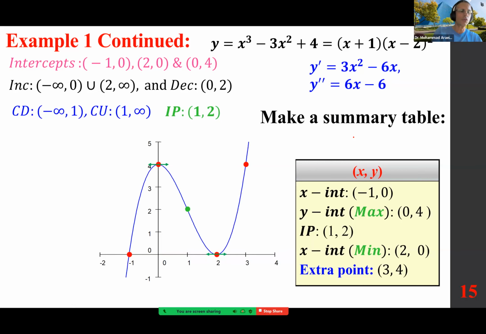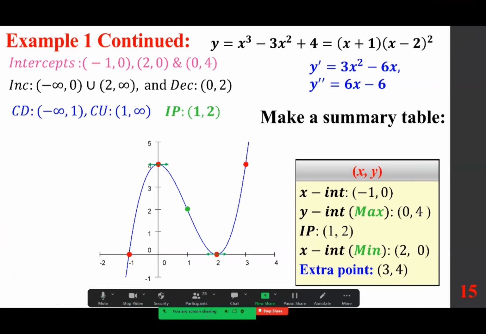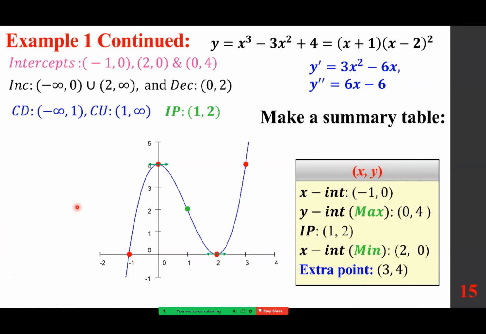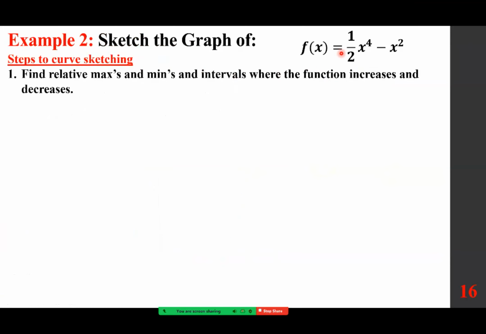And of course, the information from the end behavior of the function. And we graph this. So this is what we have done so far. We're going to go to new stuff, and we are going to graph f of x equals half of x to the power of 4 minus x squared.